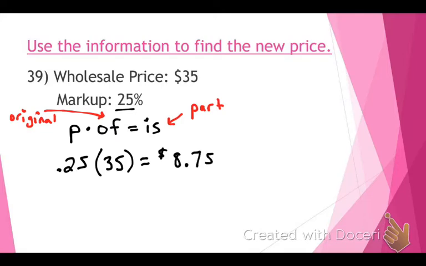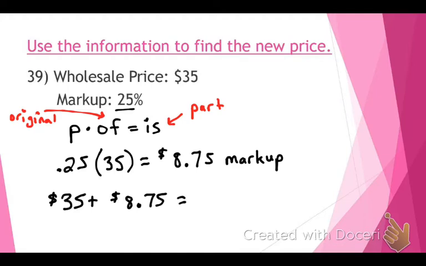$8.75. Is this my new price? No, what is that? The amount it marked up. That was the markup price. So now if I have to mark something up, what do I do with that? Add it to the original. The original price was $35. I'm going to add $8.75. It asked me for the new price. What's the new price? $43.75. Okay? Does it make sense for my final answer to be bigger than the original? Yes, you want it to be bigger because it is a markup, okay?